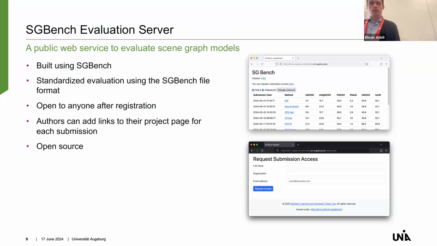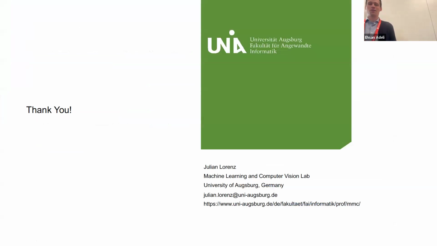Yes, so we hope that these changes will improve your life as a scene graph generation researcher. And I'm open to questions. Thank you.